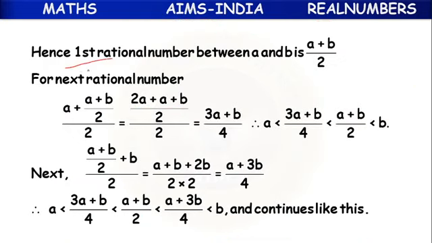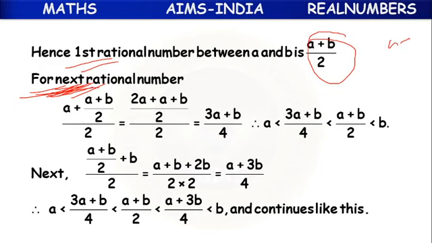Okay, the first rational number is (a+b)/2. Okay, so for the next rational number, what can we do? For finding the next rational number, we can add.